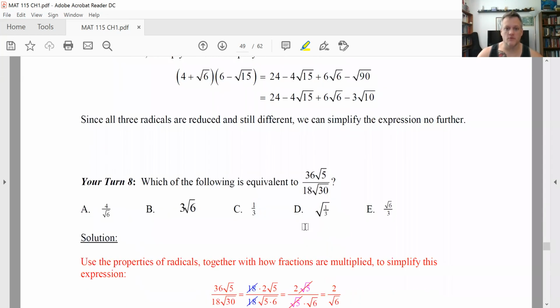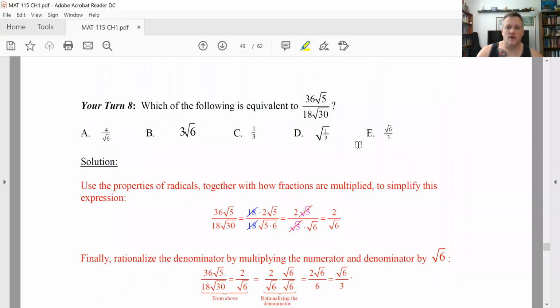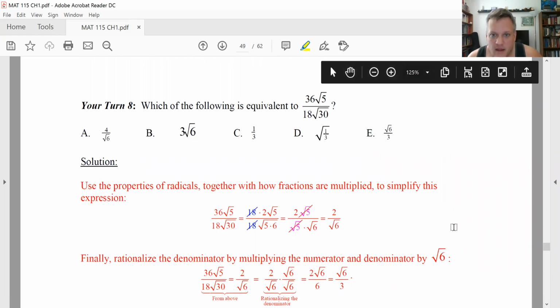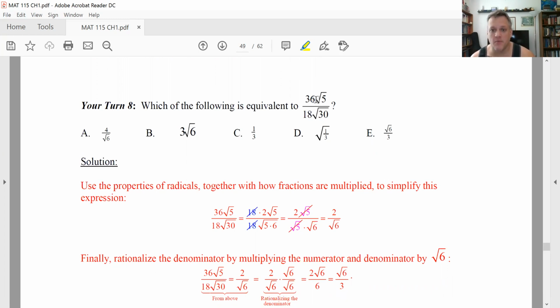All right, so let's look at this. Instead of actually applying those properties, what you want to do here is see how much you can cancel on top and bottom first, and then apply the radical properties, right? There are often different approaches you can take that make your life slightly easier. And that's particularly true in this instance.